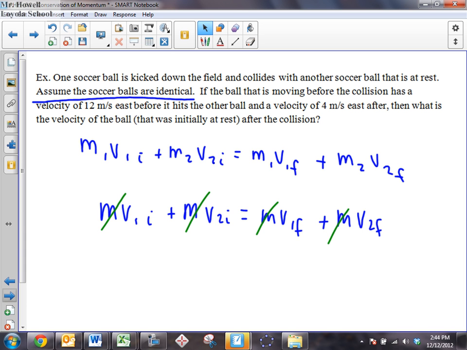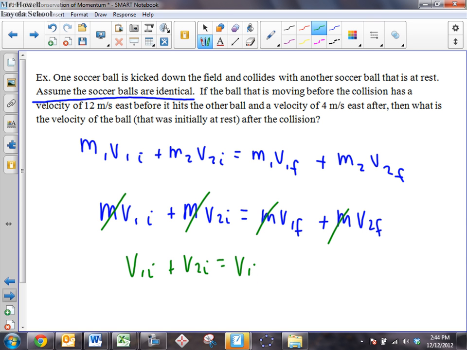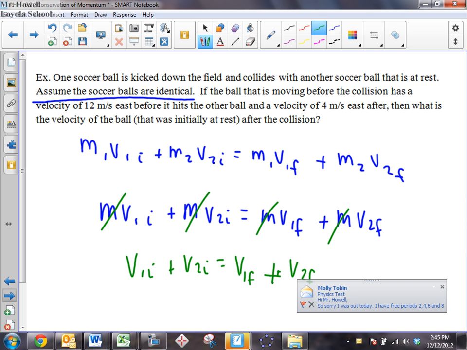Now, we have M in every single spot, so we can cancel all of them. They all drop off. And that leaves us with a very, very simple equation: V1i plus V2i equals V1f plus V2f. You don't need to ever memorize this, simply because it's very easy to derive. If the masses are the same, call them all M and drop them all off. And remember, if you ever have a variable that's in every single term, you can always drop it off. That's why those masses all cancel.